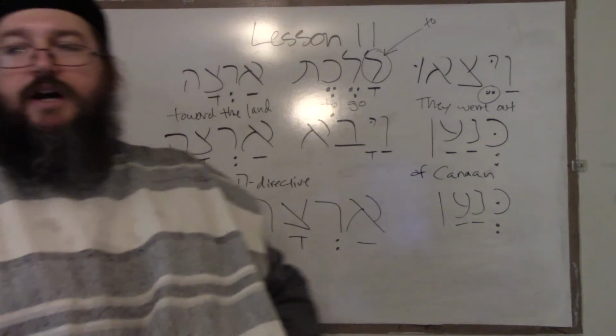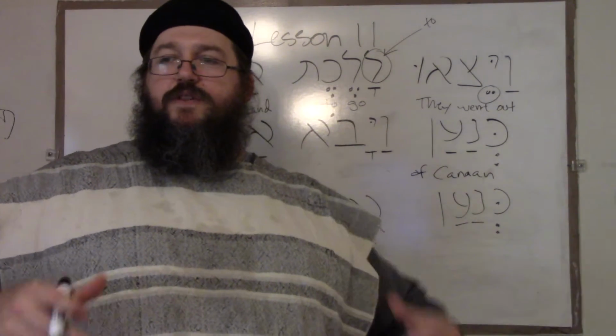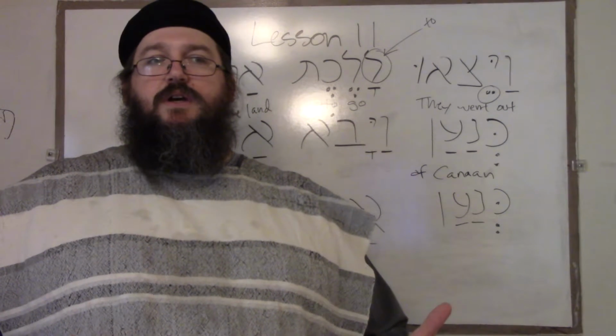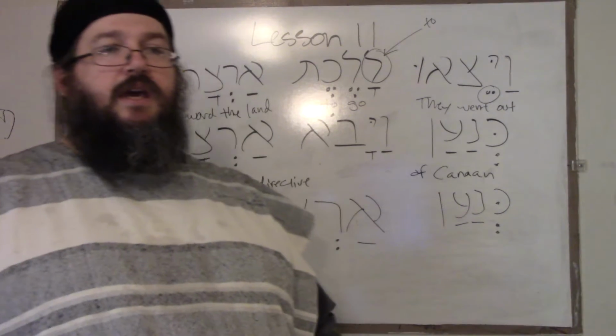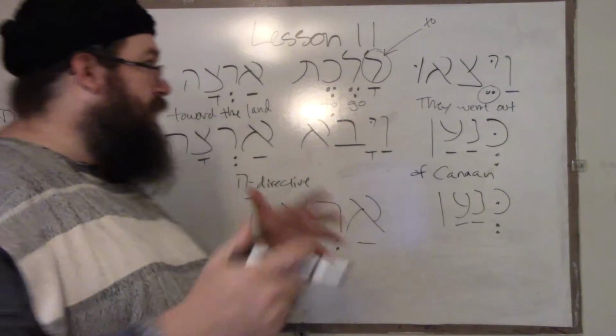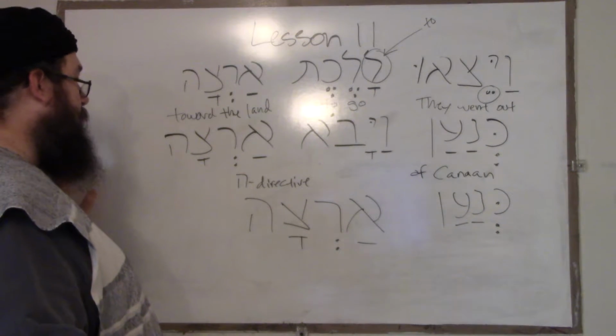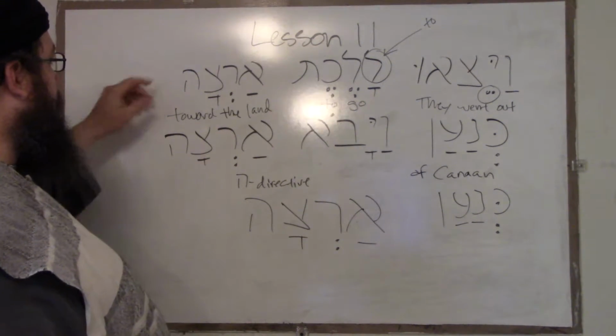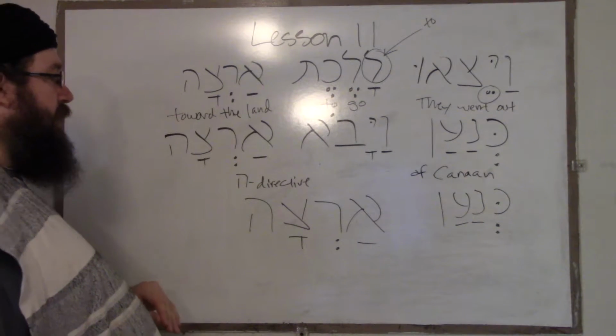And remember, our noun constructs, I told you, they're the of statements that we use all throughout our English. Like, he had a bowl of milk. He had a cup of tea. That's your noun construct. So here, Artza means toward the land of Canaan.